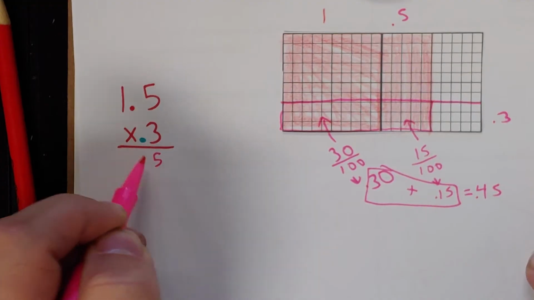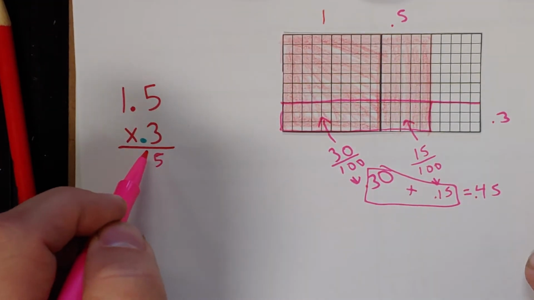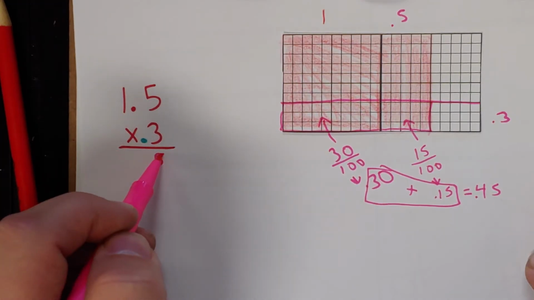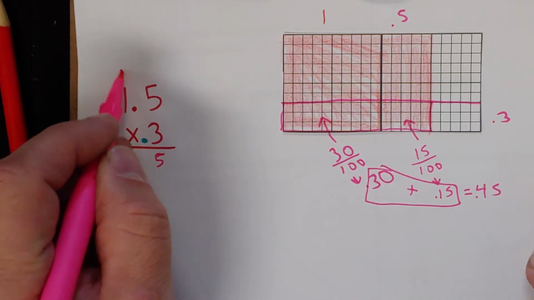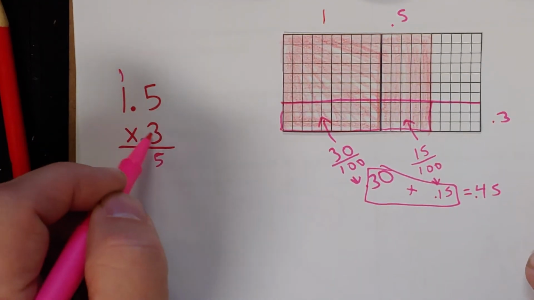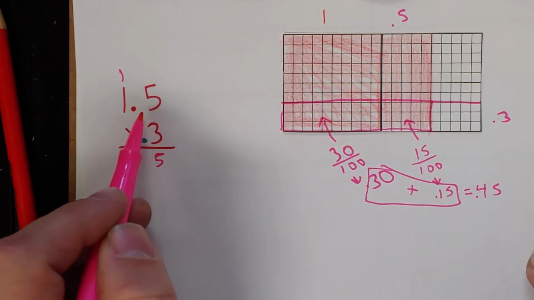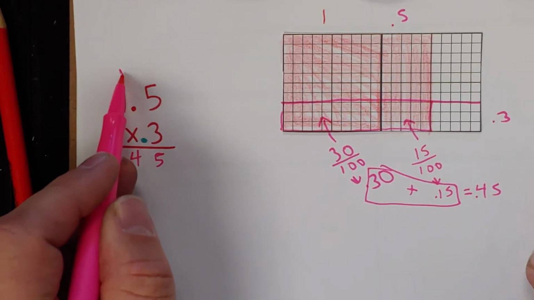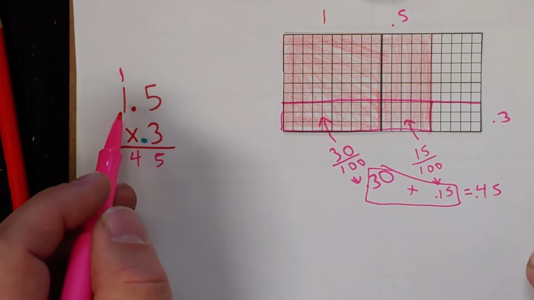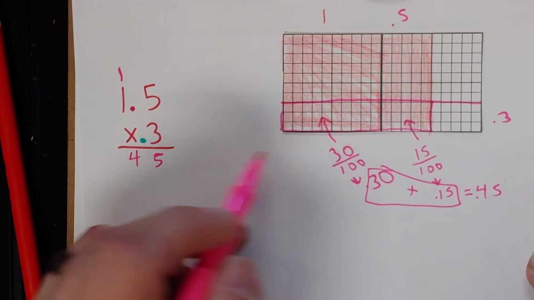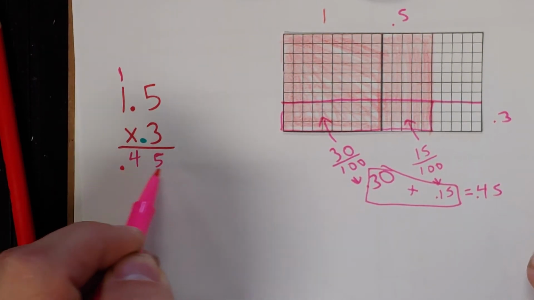So let's go ahead and talk about the algorithm then. 3 times 5 is 15, but remember that's 3/10 groups of 5/10. What's that going to be? 3/10 of 5/10 is actually going to be 15 hundredths. But we'll keep going. 3 times 5 is 15, carry the 1. 3 times 1 is 3, plus 1 is 4. All right. So remember how I said that's 3/10 of 5/10, which would be 15 hundredths, and then 3/10 of one whole would be 30 hundredths. So really, it's 45 hundredths altogether.